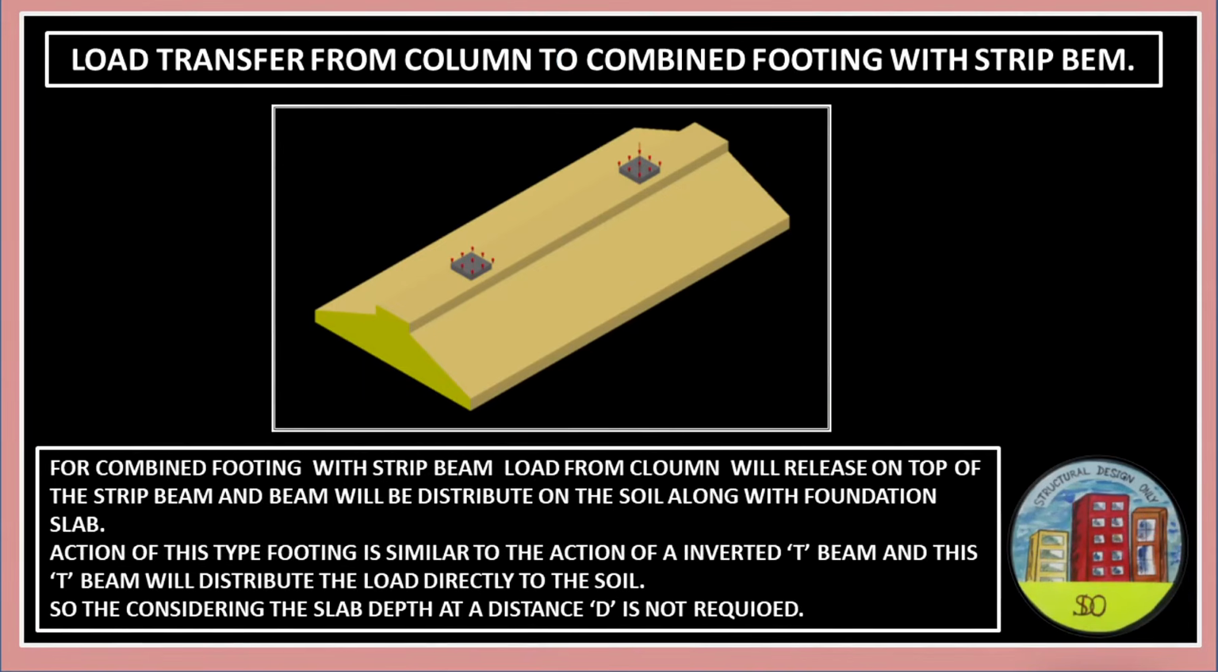The load transfer from column to combined footing with strip beam. For combined footing with strip beam, load from the column will release on the top of the strip beam and the beam will distribute it onto the soil along with the foundation slab. Action of this type of footing is similar to the action of an inverted T-beam, and this T-beam will distribute the load directly onto the soil. So considering the slab depth at a distance d is not required.